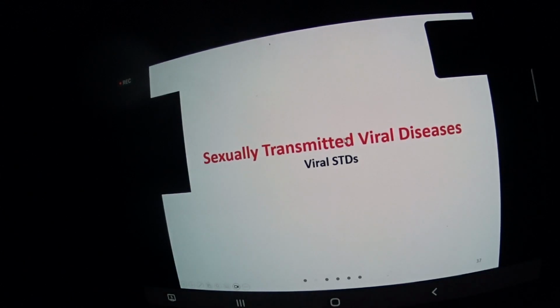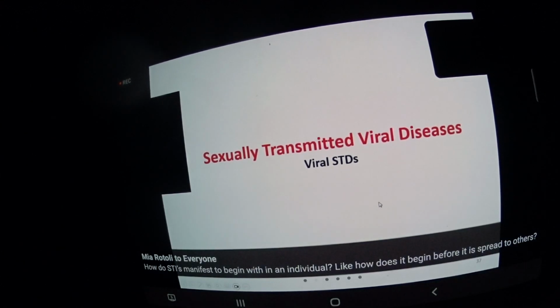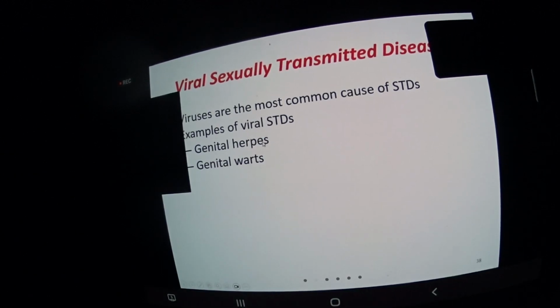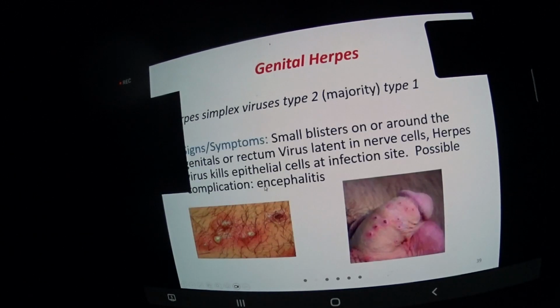Okay, sexually transmitted viral diseases. Again, I will make sure to change this and make it STIs, sorry. Genital herpes and genital warts. So genital herpes, this is herpes simplex virus type 2. They say you might see some type 1, but this is very rare. Sexual genital herpes is, in the majority of cases, just type 2.